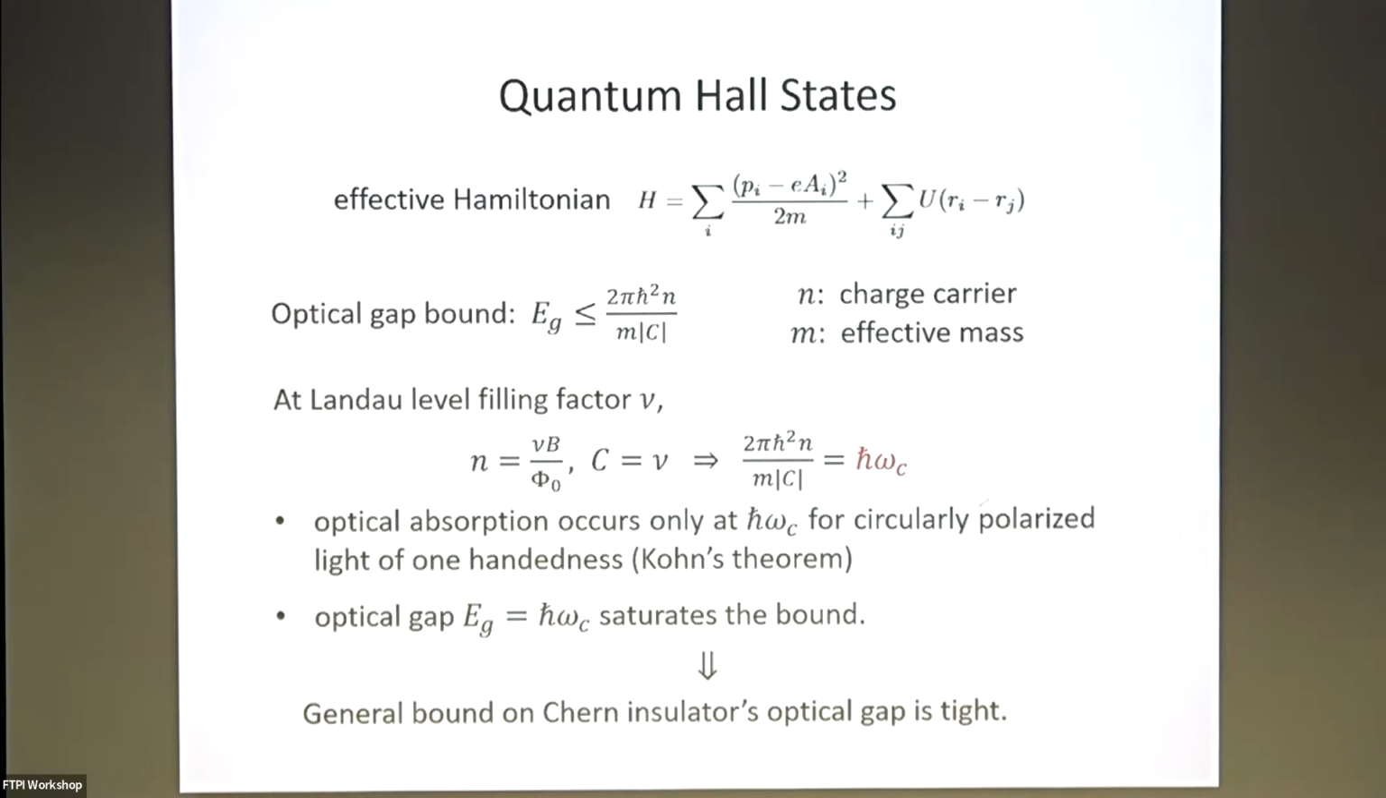Basically, a uniform electric field only couples to the center of mass motion. So regardless of electron-electron interaction, regardless of whether we are in the integer or fractional quantum Hall states, the optical gap is always h bar omega c. So this then shows that the general bound, written in terms of the density, mass and Chern number, is actually tight. Okay, tight, cannot be further improved.